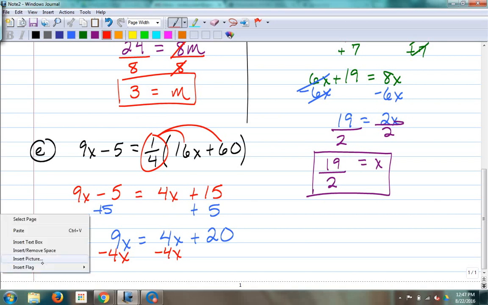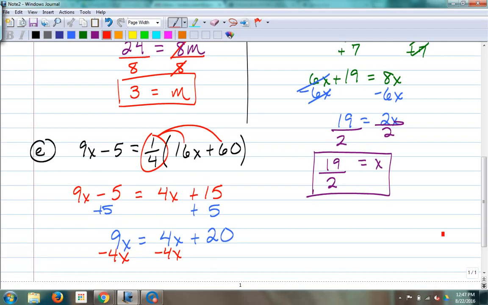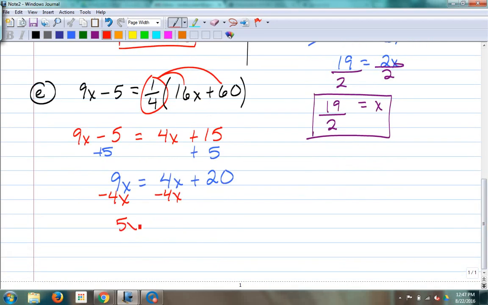Be 9x minus 4x is 5x is equal to 20. And then last step, divide by 5. X equals positive 4.